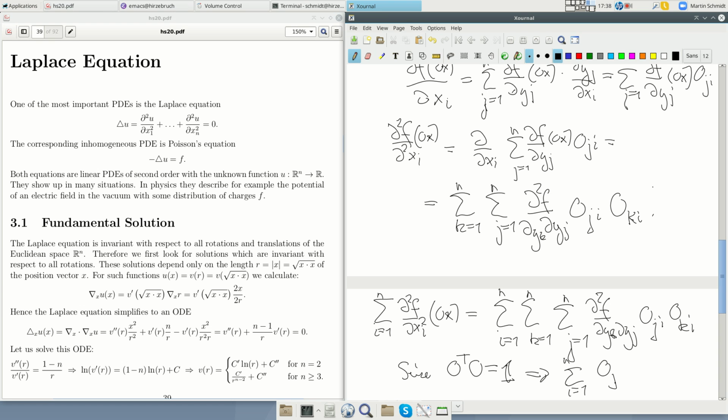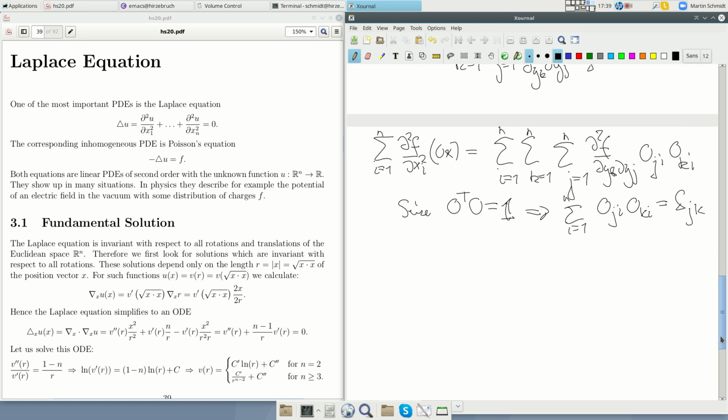This is O_ji O_ki. This is here transposed. If we transpose it, we reverse it, so we get exactly this product. So we see this is delta jk. Okay, so what do we get? So this means the sum i equals 1 to n of d squared f over dx_i squared of Ox.